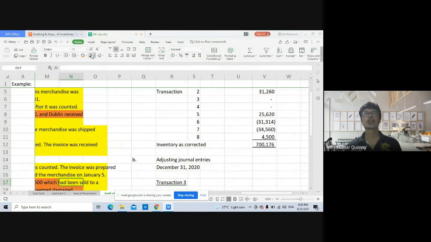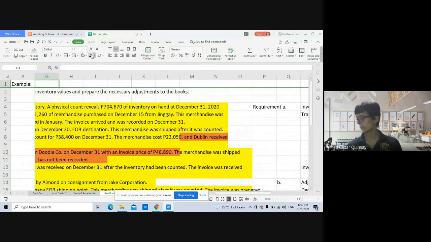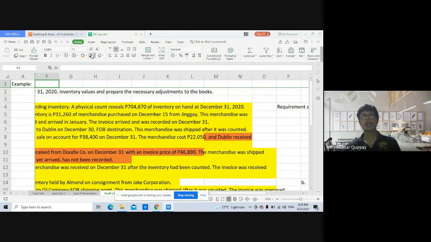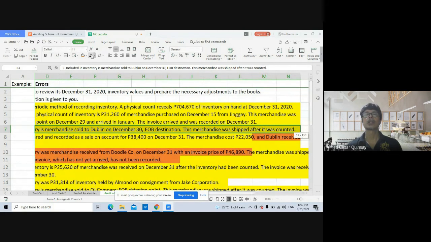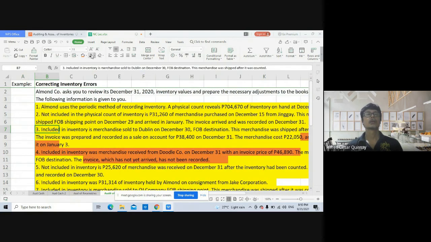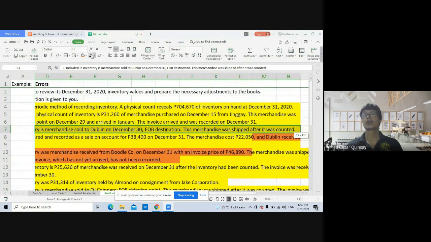Okay, so transaction number 3. It says here in transaction number 3, again, going back here, included in inventory is merchandise sold to Dublin on December 30, FOB ship destination. So this merchandise was shipped after it was counted. But it was included in our inventory. Okay, so that is just correct, no? That's why we didn't do anything with that, no? Okay, because it's FOB destination.